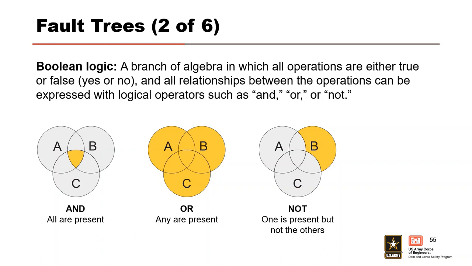Fault tree analysis uses Boolean logic, which is a branch of algebra in which all operations are either true or false, yes or no, and all relationships between the operations can be expressed with logical operators such as AND, OR, or NOT. For the AND operator, all conditions must be present for the operation to be true. For the OR operator, the operation is true if any of the conditions are present. It is inclusive. Lastly, for the NOT operator, the operation is true if a specific condition is present, but the others are not.